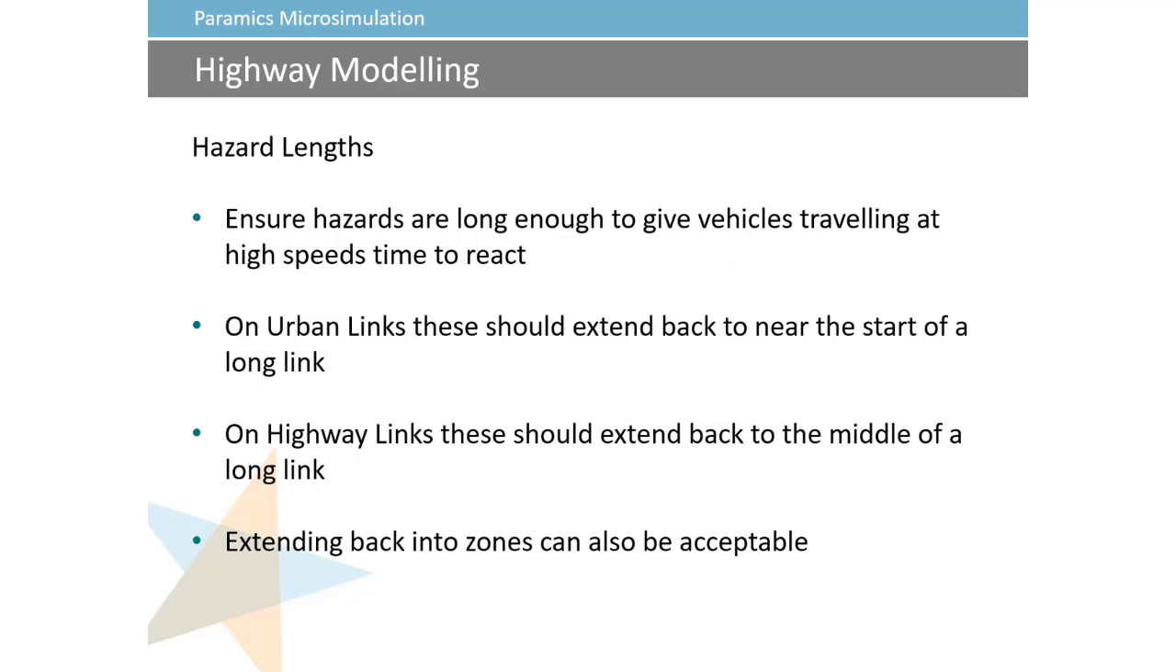So on urban links, you want the hazard to extend back to near the start of a long link, and on highway links, extend back towards the middle of a long link. That will really maximize the available space for lane changing for vehicles. Alternatively, if you extend back into a zone, that is also acceptable in certain situations, because then all the vehicles that load at that zone will already be in the correct lane. So if I show you what I mean with these hazard lengths, let's go to another example.